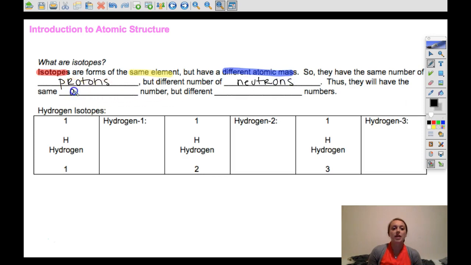Thus, they're going to have the same atomic number, because remember that the atomic number is defined as the number of protons in an atom, but they'll have different mass numbers. Think of this like chubby versions of the same element.